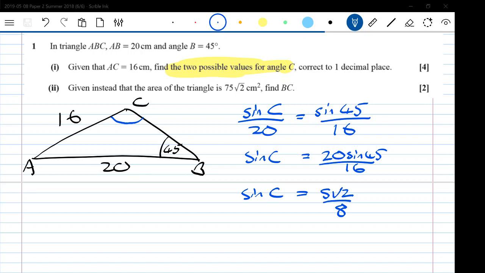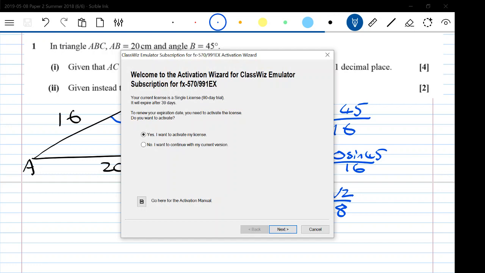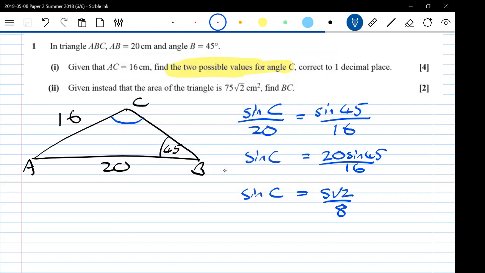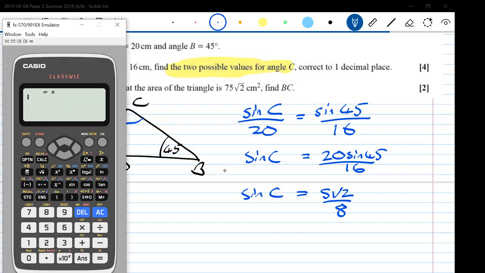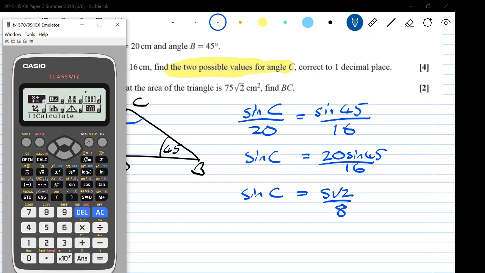So if we do inverse sine, yes, sorry. I'm in radians at the moment, so let's change so we're in degrees. So we're going to do inverse sine of 5 root 2 over 8. And the calculator is going to say 62.1 degrees.